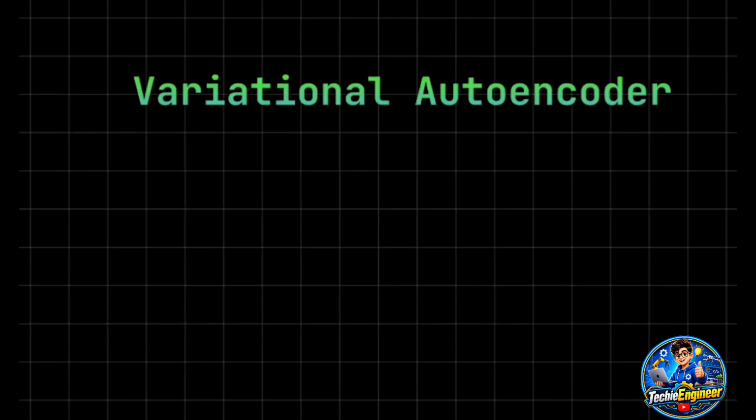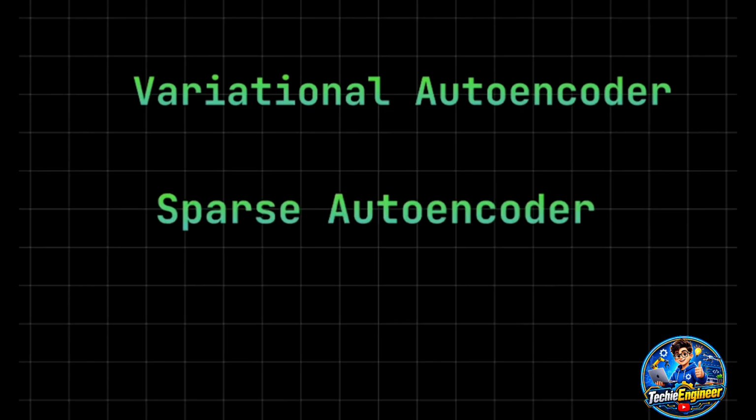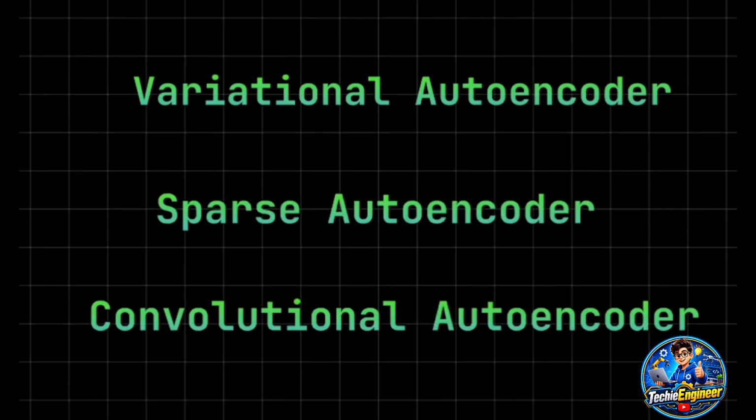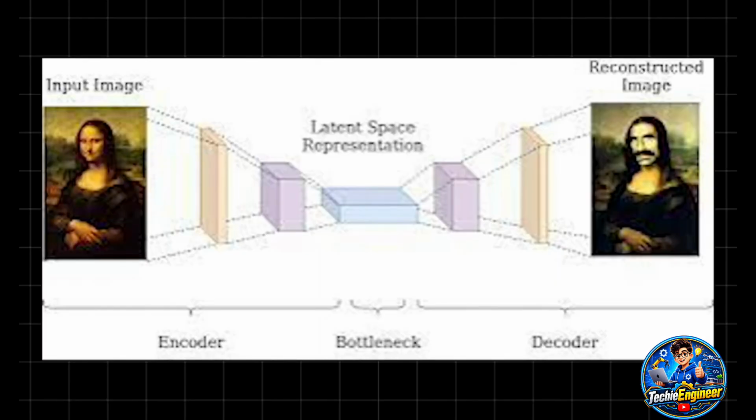Advanced variants such as variational autoencoders, sparse autoencoders, and convolutional autoencoders extend this concept further. They are designed to generate new data samples, impose sparsity and feature selection, and capture spatial hierarchies in visual content.